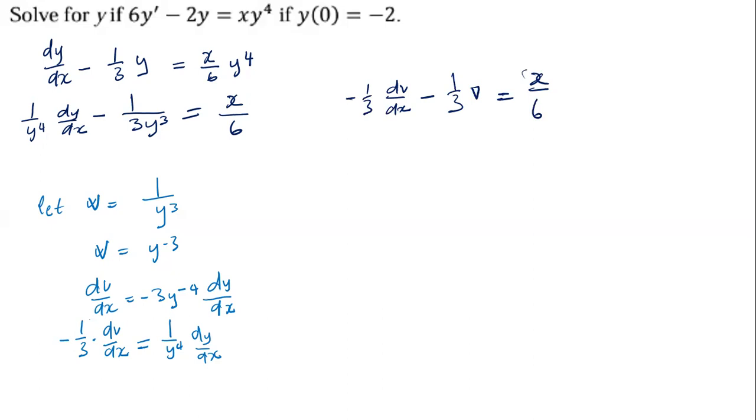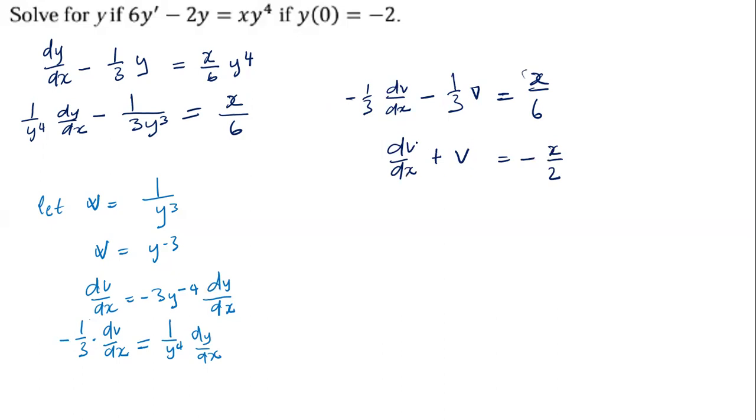Look at this. We're just going to get rid of this -1 over 3, multiply the whole equation by -3, right? When we multiply by -3, we're going to have dv over dx. Then we're going to have positive v, because we're multiplying by -3 throughout. Then we're going to have negative x over 2, right? Then this is linear.